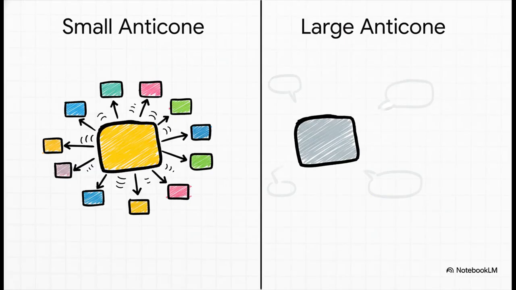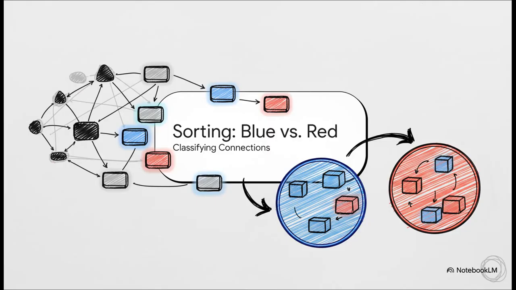And this is the perfect way to think about it. It's kind of like a social network, right? A block with a small anticone is like a popular person who everyone knows and is connected to. It's right in the middle of the action. But a block with a large anticone, that's like someone who's totally disconnected, with no friends or followers. It's just isolated. So the network uses this connectivity score to do something really, really important.